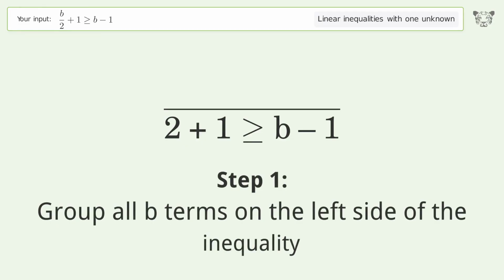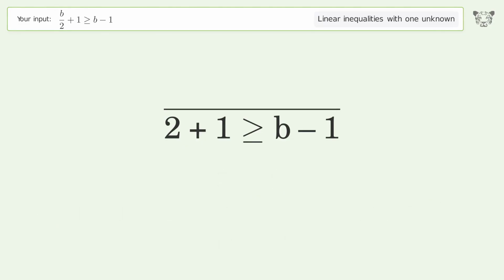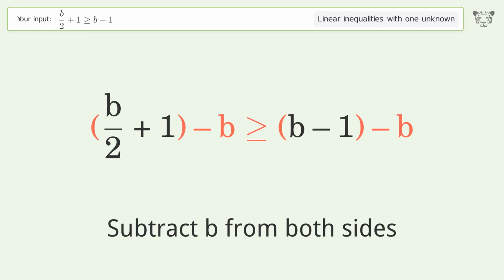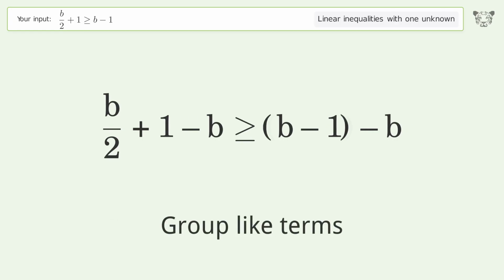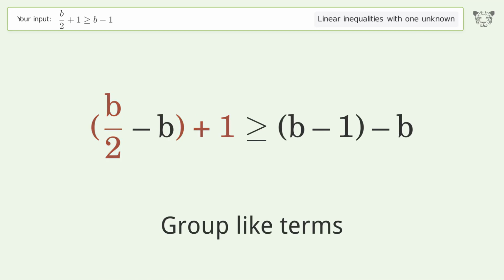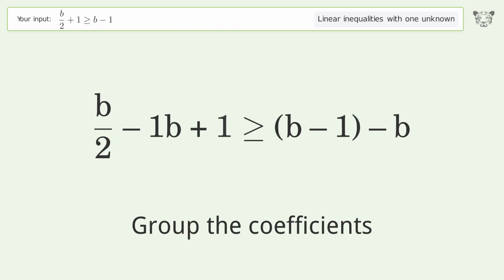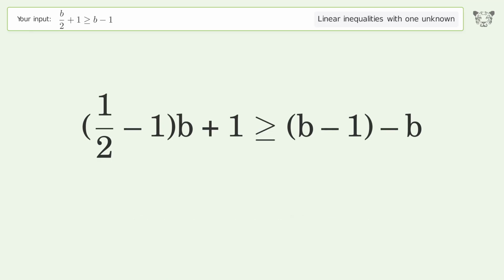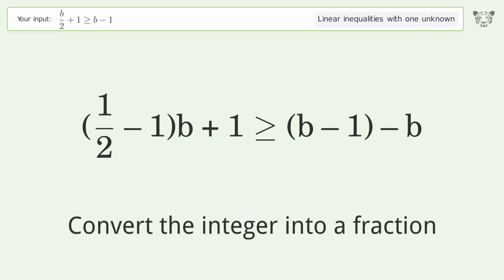Group all b terms on the left side of the inequality. Subtract b from both sides. Group like terms. Group the coefficients. Convert the integer into a fraction.